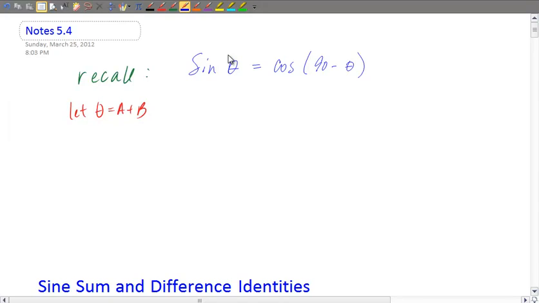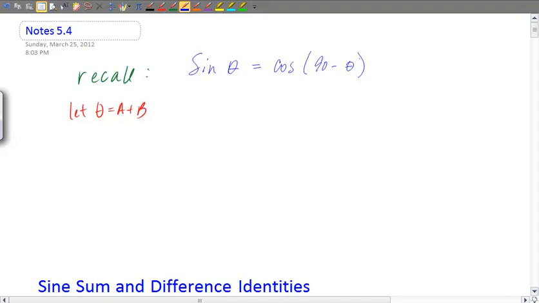Now that we've had a chance to talk about the sum and difference identity for cosine, in this lecture we're going to tackle the sine sum and difference as well as the tangent sum and difference. So let's just start out, and I want to remind you that we had the cofunction identity, which said if I took the sine of theta, that was equal to the cosine of 90 minus theta.